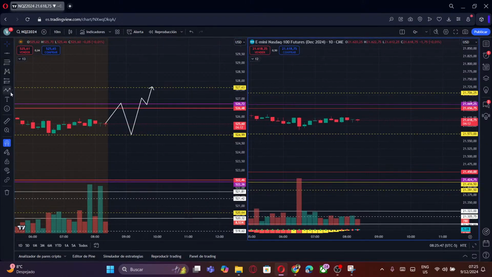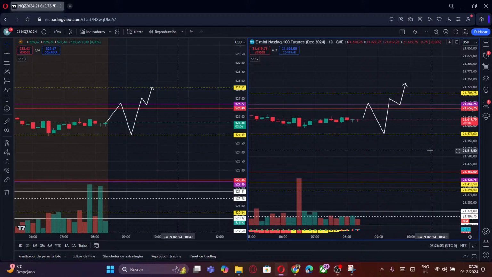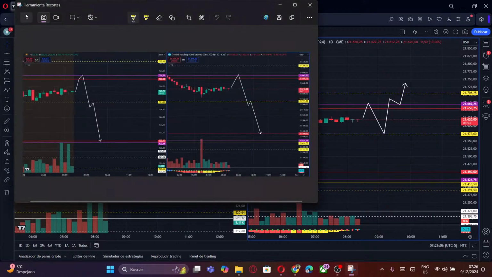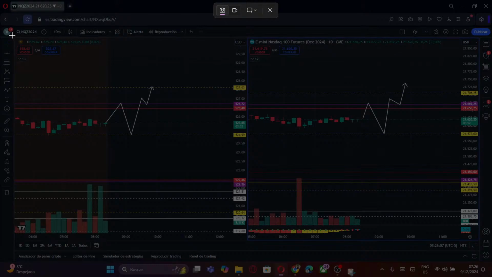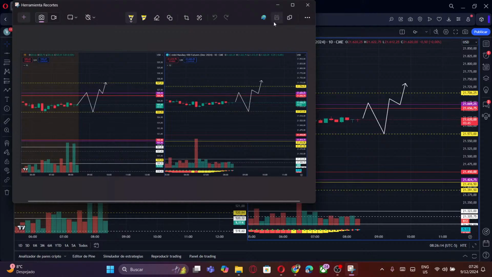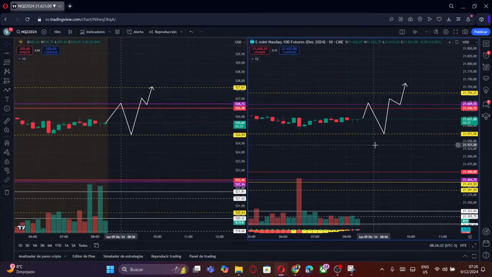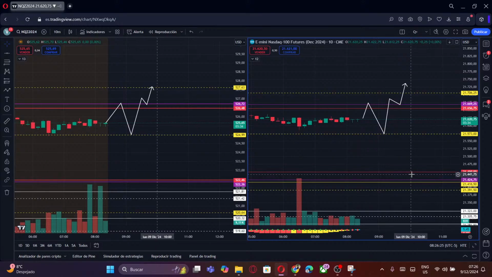Okay, rejection, little bounce here, continue up. Okay, that's another one I see. Price action will tell us. Okay guys, that's what I see for the moment.